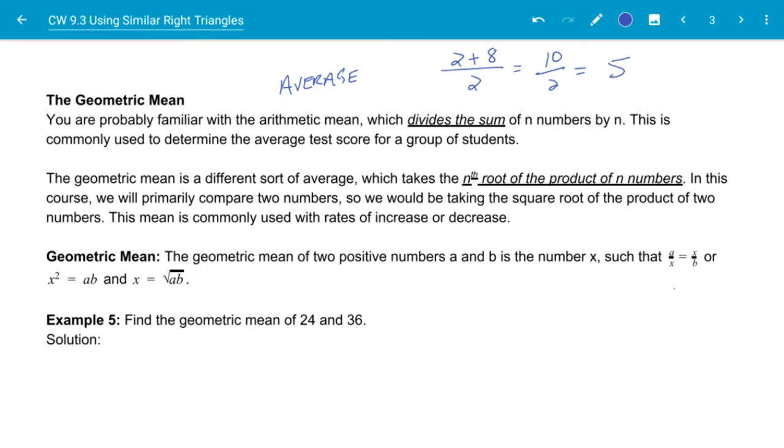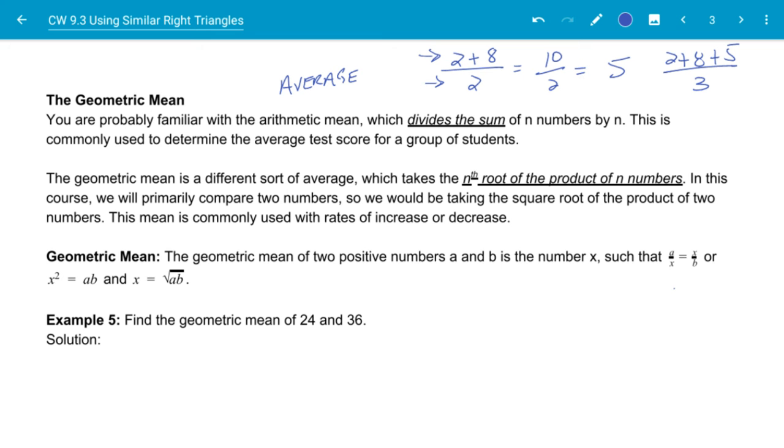The geometric mean is a little bit different type of average. It kind of gets confusing. It takes the nth root of the product of n numbers. So n is the number of numbers that I have. Again, like up here, I had 2 numbers, and so I divided by 2. If I had 3 numbers, if I had 2 plus 8 plus 5, then I would divide by 3, and that's what that n is telling you.